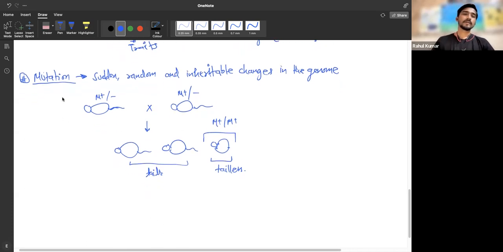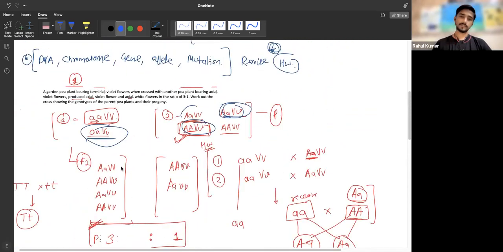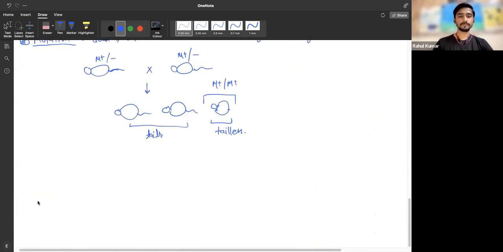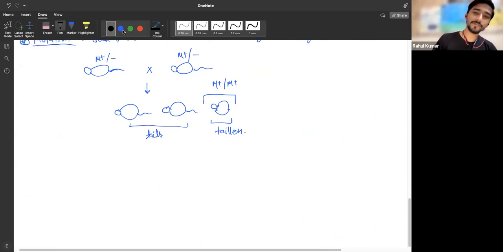So mutation is clear, chromosome, alleles, gene, DNA, everything is clear. Now let's start with some hardcore genetics. Anyone who finds genetics difficult or boring, just please say, because I know how to make it interesting. There are some students in other batches who found genetics boring, but now they are in love with genetics. Yes, Arpit, do you find genetics boring? Yes, sir, it's quite difficult. I understand. Okay, so let's make it easy now.